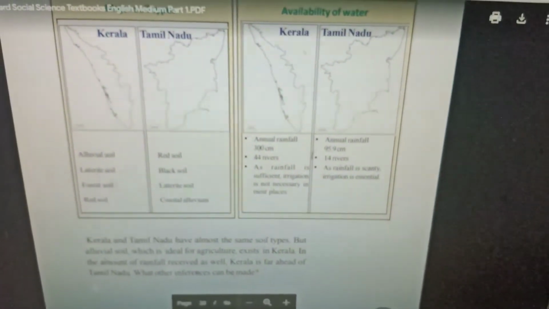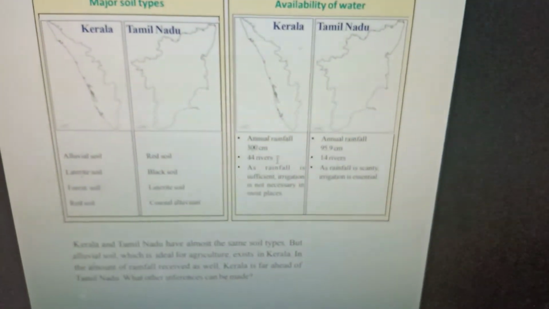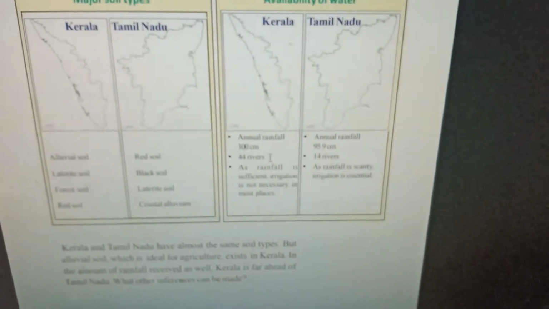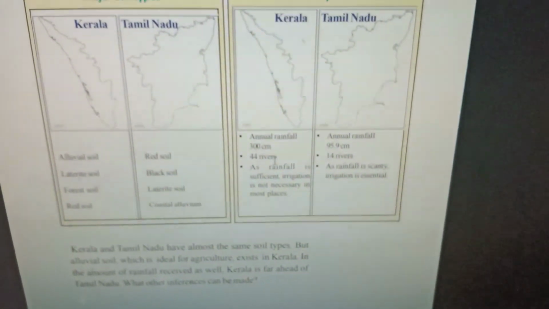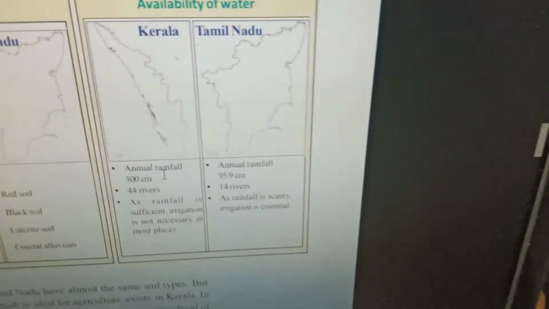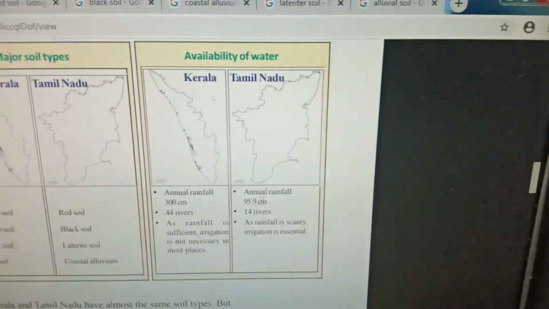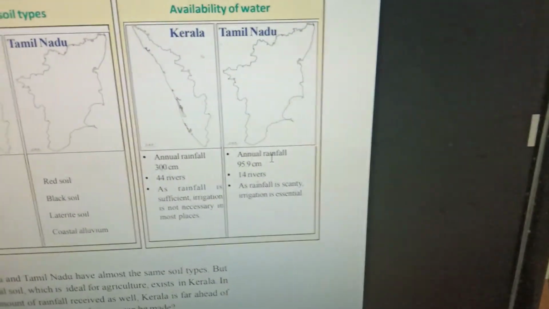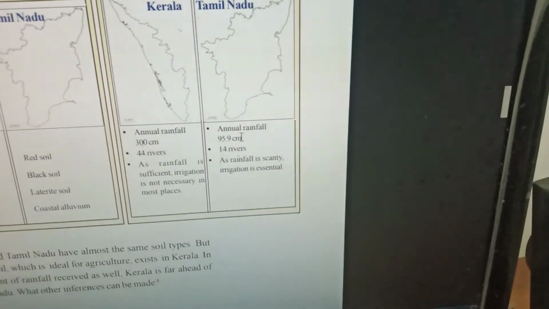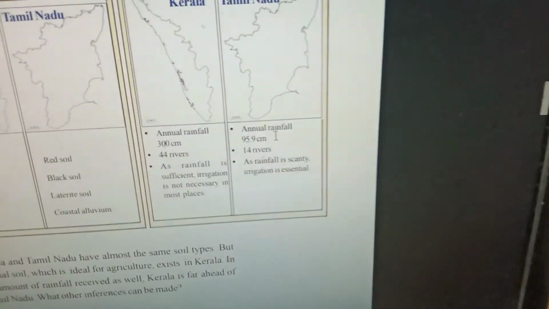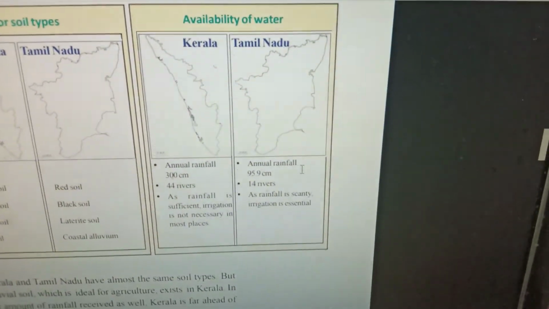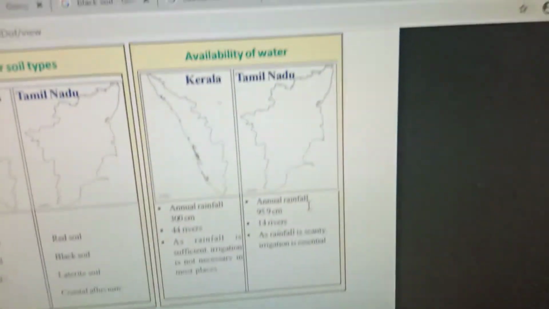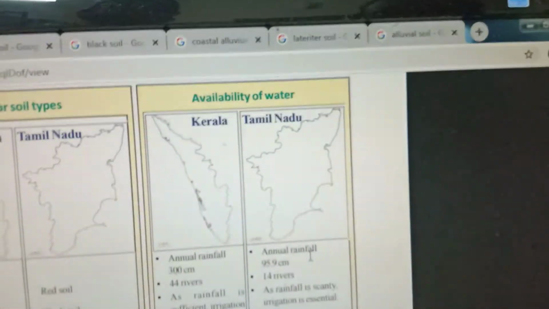Next, we are going to study the features based on the availability of water. Here you can see the annual rainfall in Kerala is 300 centimeters. When you look at Tamil Nadu, the annual rainfall is 95.9 centimeters. So the rainfall in Kerala is about three times more than that of Tamil Nadu.